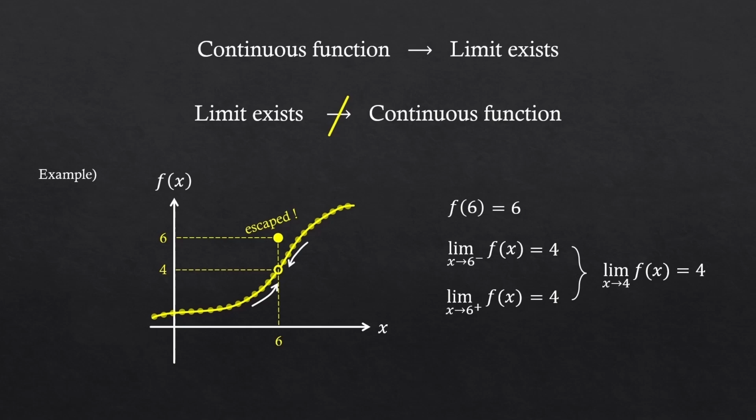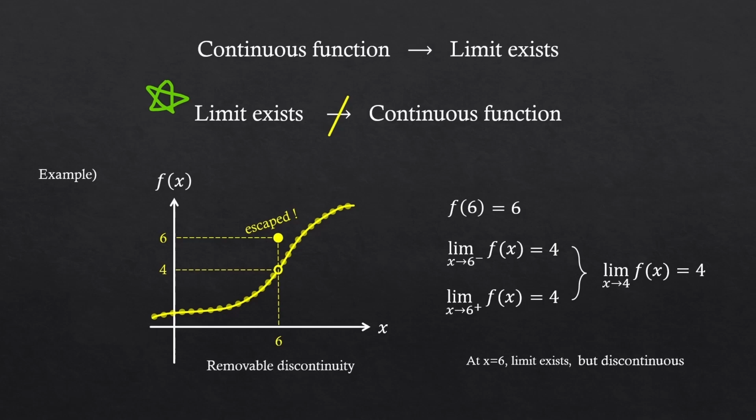And look at the function. The function isn't continuous at 6, but there still is the limit at 6. So just because there is a limit, it may still not mean the function is continuous. Make sure you understand this, okay? By the way, this type of discontinuity is called removable discontinuity. Just an extra knowledge.